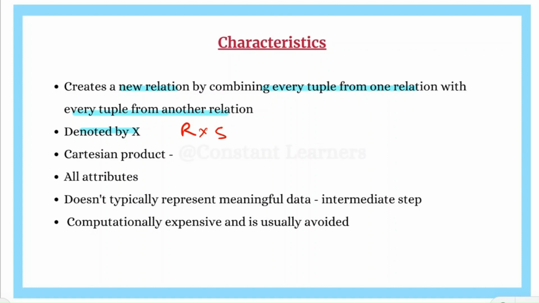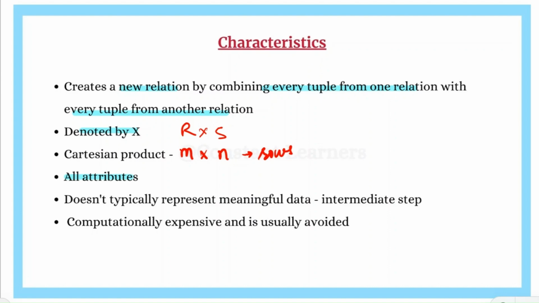Next, if a relation R has m tuples and relation S has n tuples, then the output relation will have m times n number of rows. Alright, then the resulting relation contains all attributes from both input relations. Now, if there are duplicate attribute names, they are typically renamed to avoid ambiguity. And I already told you how we do that. We use the table name dot the name of the column.